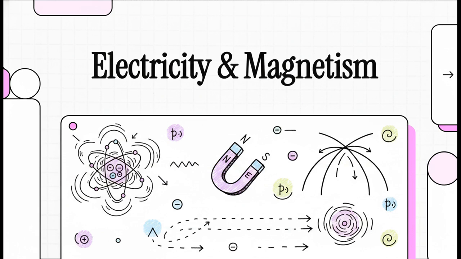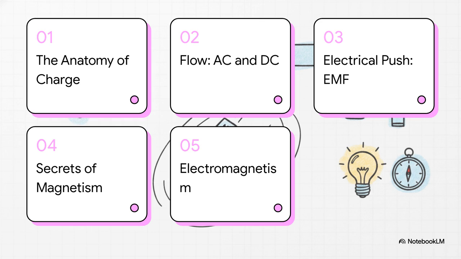So we're going to break down exactly how the smallest possible particles in the universe interact to create the massive sweeping forces of electricity and magnetism. Let's get right into it. Here's our roadmap for mastering these invisible forces. We'll start with the anatomy of charge, move into flow with AC and DC, uncover the electrical push, known as EMF, reveal the secrets of magnetism, and finally, look at what happens when these forces collide in electromagnetism.